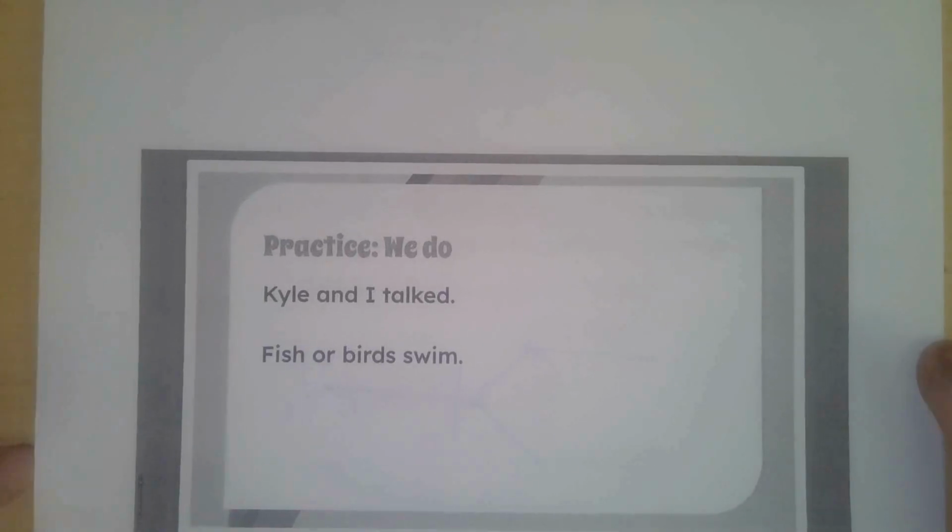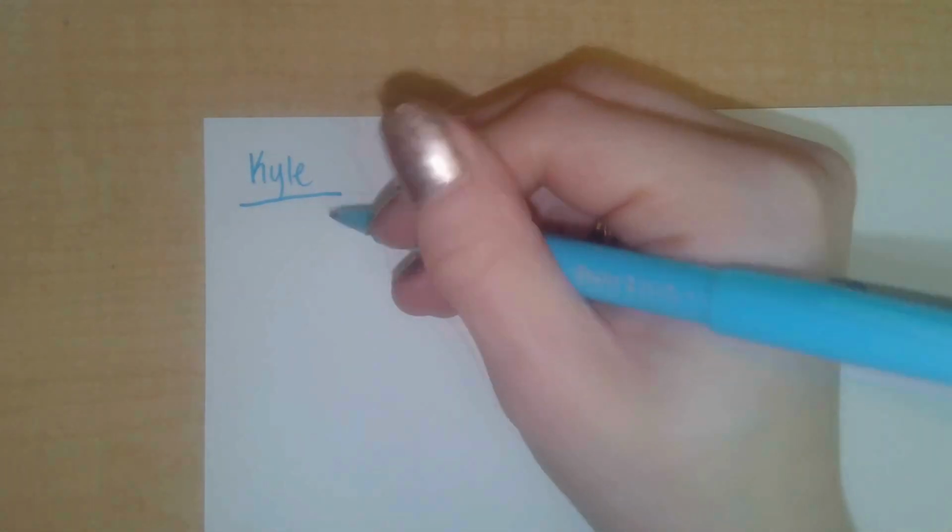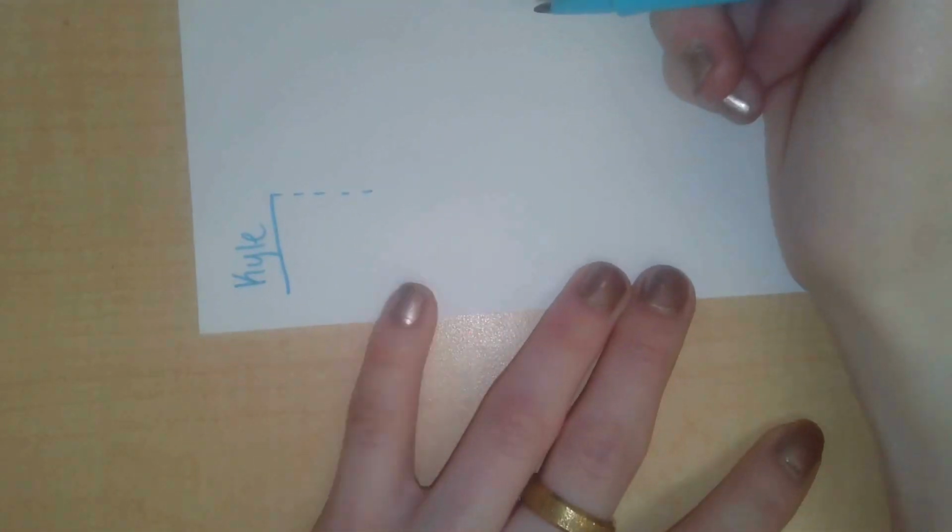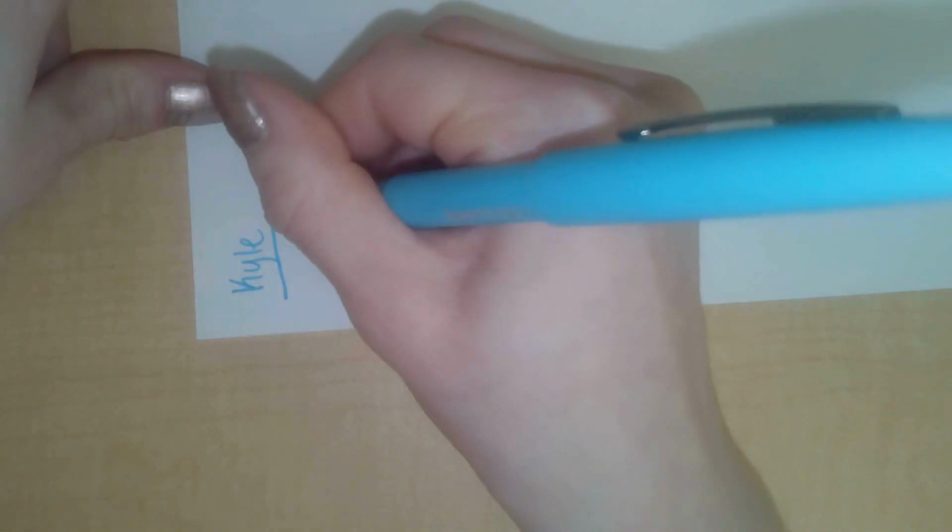We've got some practices here that we're going to do together. Kyle and I talked. Fish or birds swim. So, we're going to start out with our first subject. And want to make sure that you have plenty of space because now we're going to be using up more space vertically. We have Kyle, our first subject. And then I'm going to do a dotted line down, make sure that I have enough space for my conjunction. And my conjunction for this sentence is and.